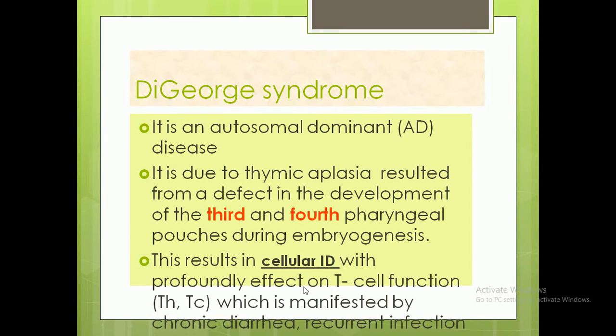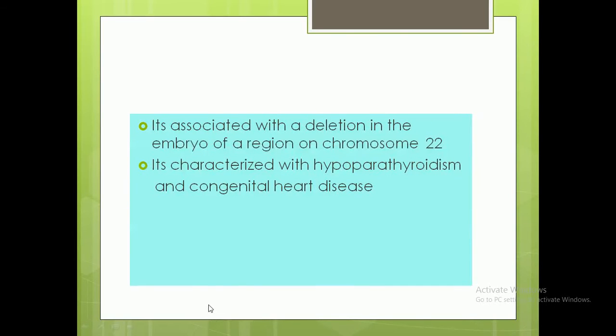The second immune deficiency disease is DiGeorge syndrome, which is autosomal dominant. It results from thymic aplasia, which is due to a defect in the third and fourth pharyngeal pouch. It results in cellular immune deficiency, which mostly affects T cells, T helper and T cytotoxic. It is associated with a deletion in the embryo of a region of chromosome number 22.